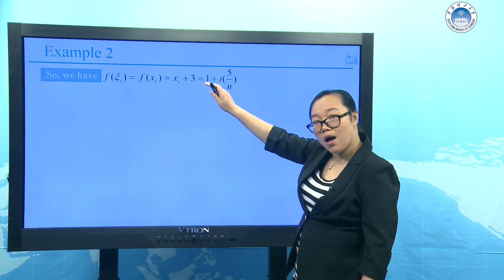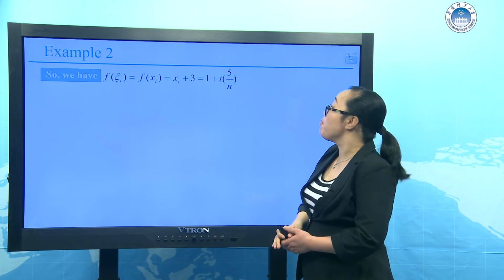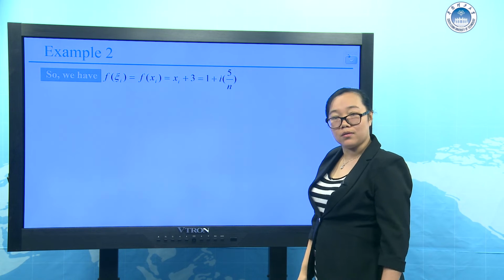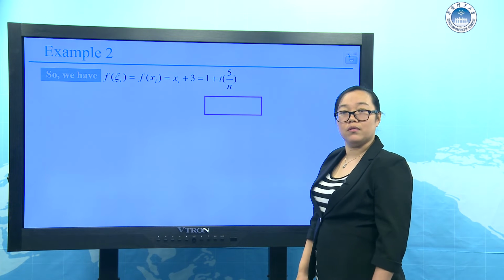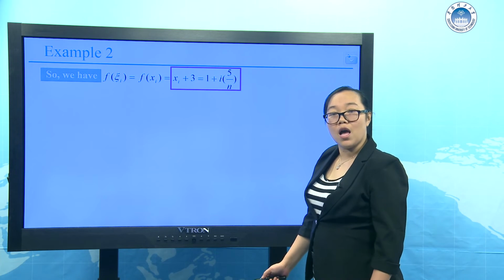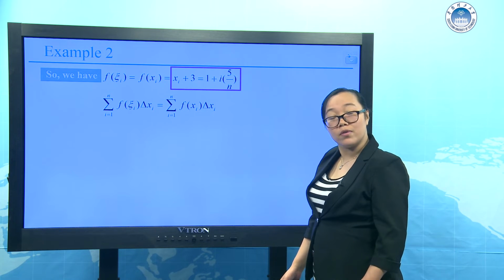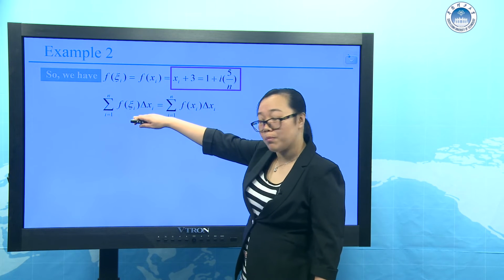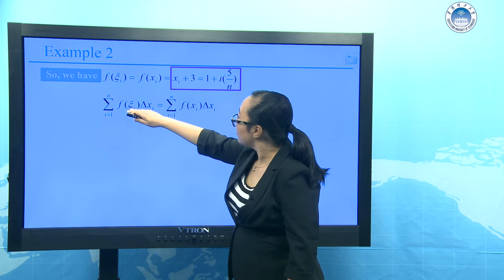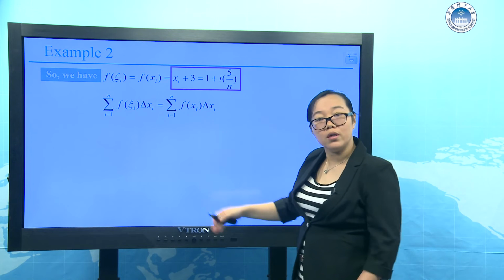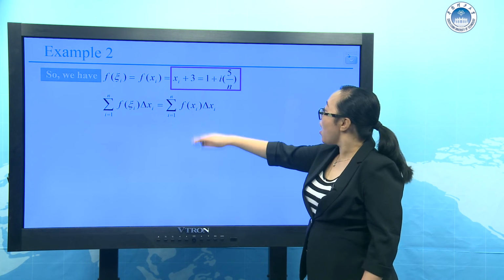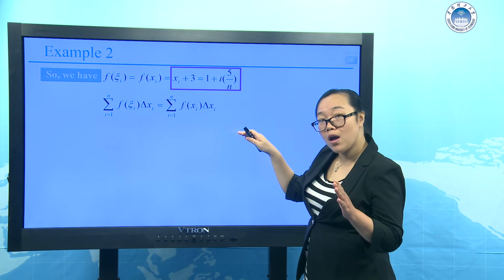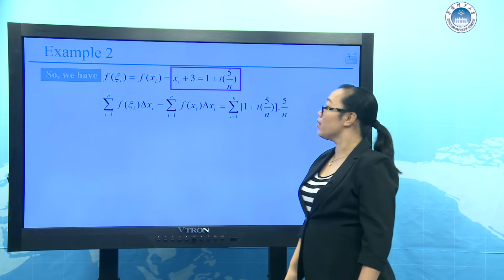Xi is -2 plus i times 5 over n, so minus 2 plus 3 equals 1. So f(xi) equals 1 plus i times 5 over n. Try to understand that f(xi) means the values of f(xi). It is our height. Do the sum, the integral sum. The sum equals f(xi) times delta xi. What is our f(xi)? And what is our delta xi? Yes, 5 over n, taking corresponding values.